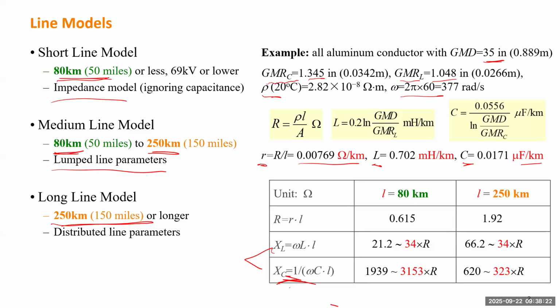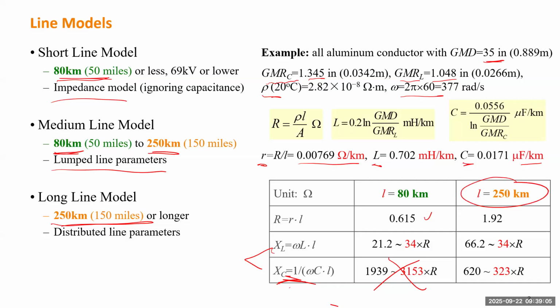X_C is the capacitive reactance between the conductor and the ground. If the line is only 80 kilometers, this value is more than 3,000 times the resistance, which means about 100 times the inductive reactance. So just think about it: you have a line with a reactance, and there's another reactance to the ground which is 100 times more than the series reactance. So the reactance to the ground can be ignored. Whether R can be ignored is really up to you, whether you think 3% is a big deal.